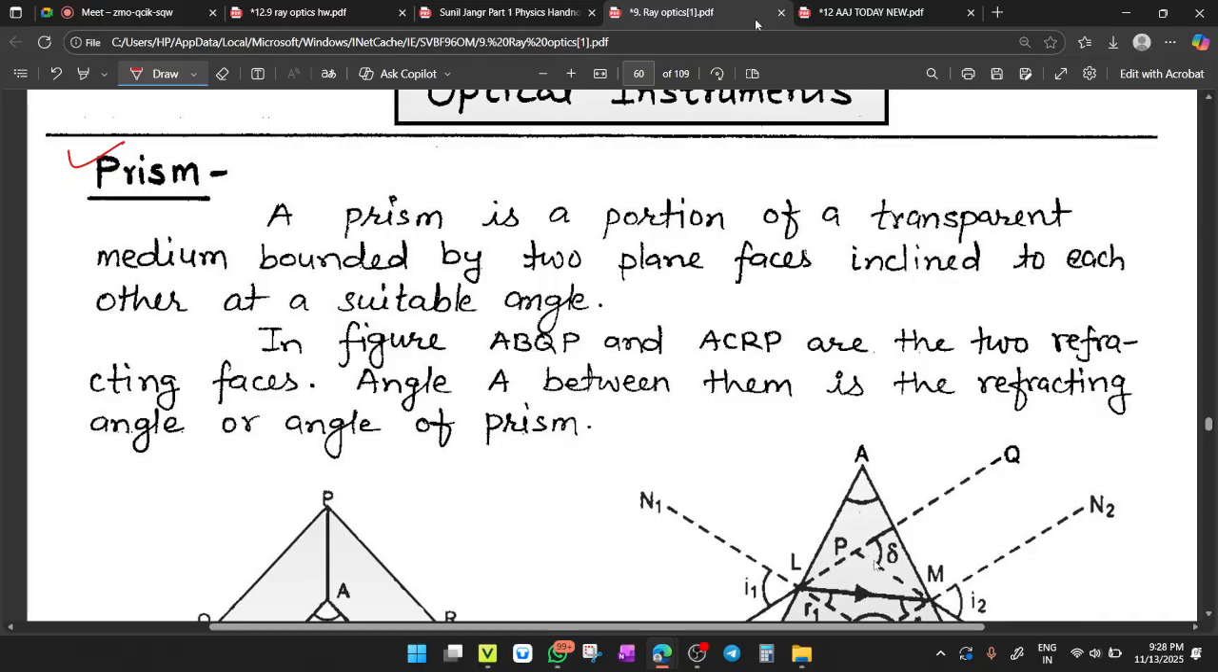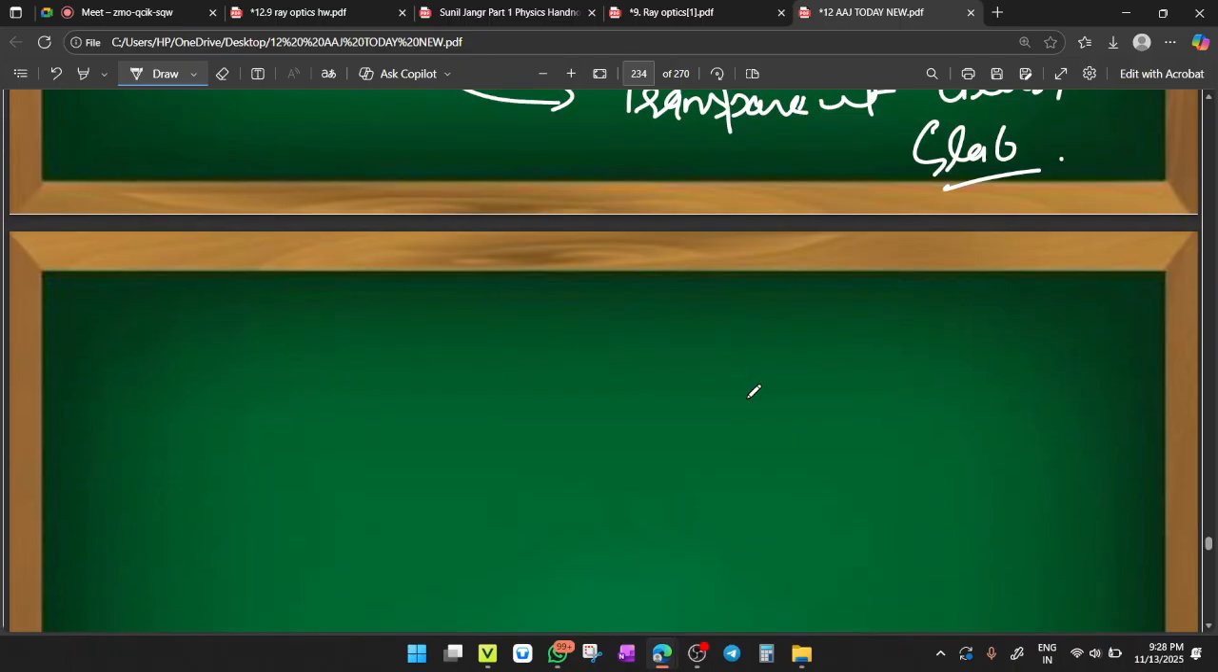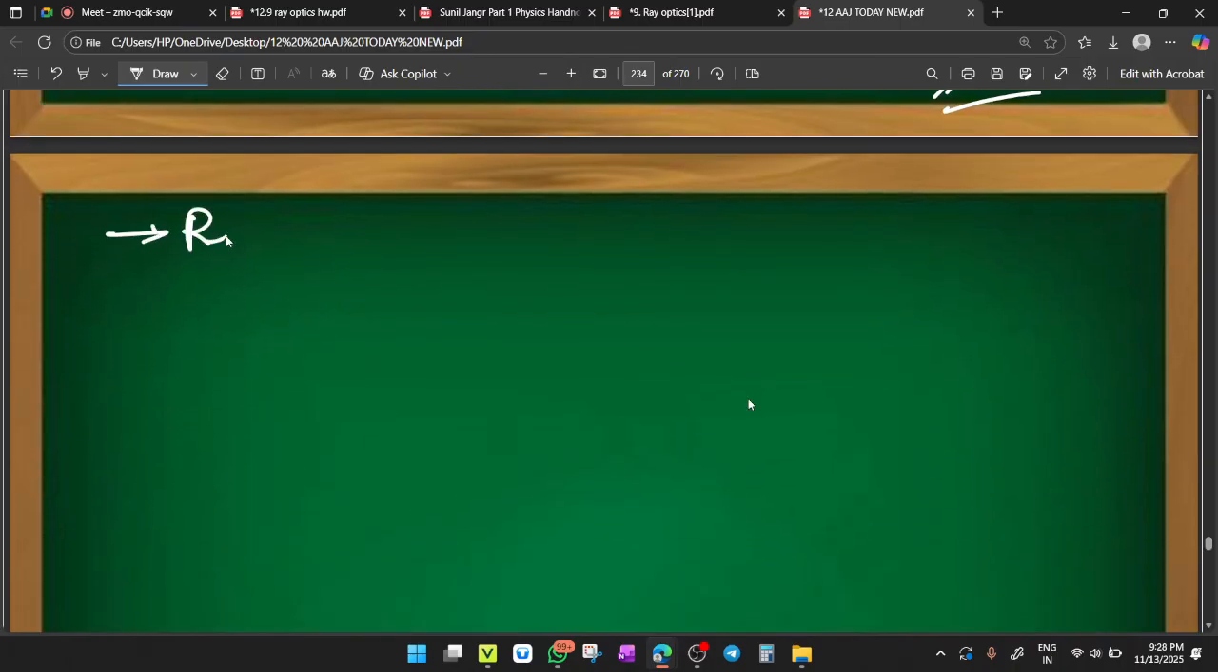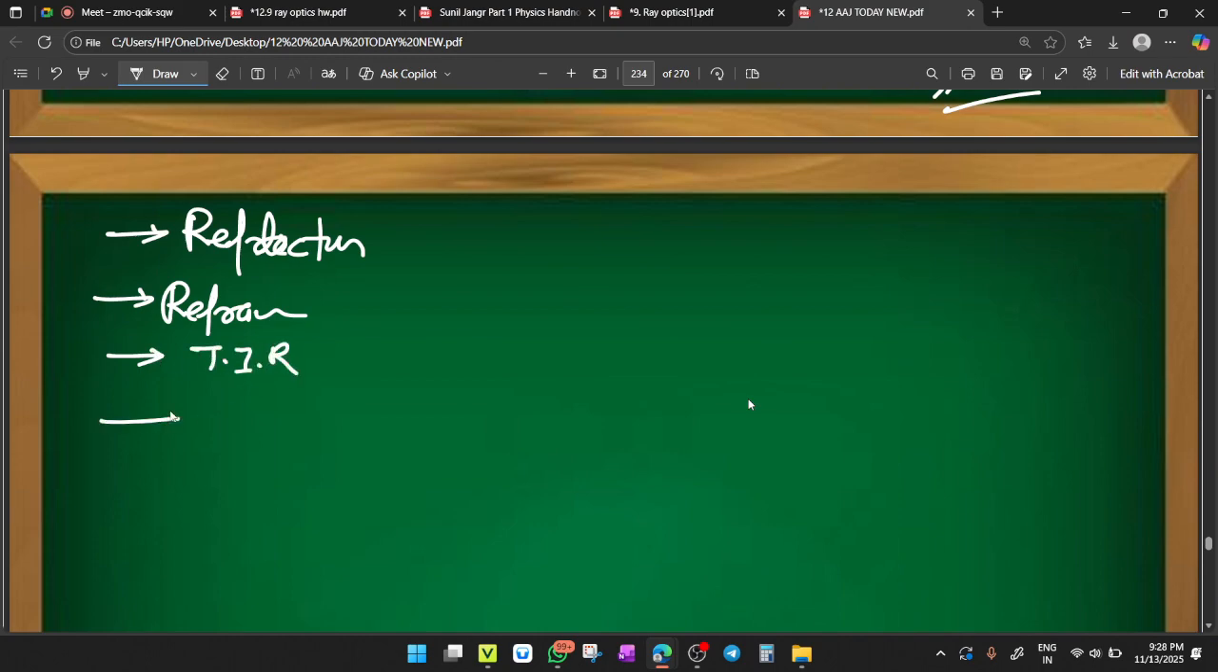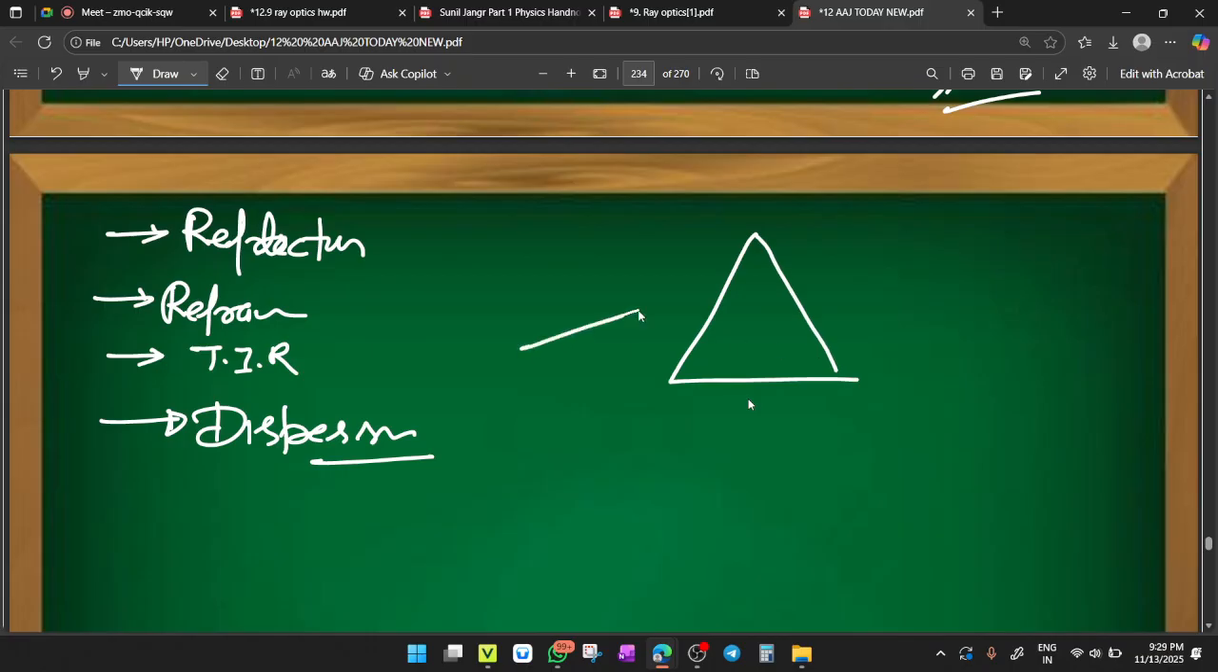Its name is dispersion. Okay, so we have studied reflection first, then refraction, then total internal reflection, and this is the fourth phenomenon, called dispersion. Dispersion means splitting of light into its seven constituent colors. After splitting it, we have learned that light is made up of seven colors. So mainly, dispersion is a technique of splitting light.